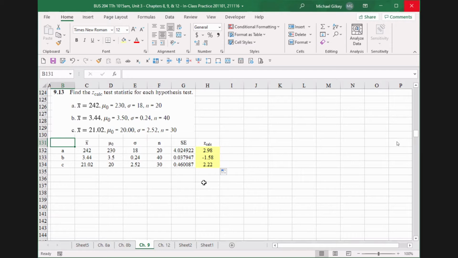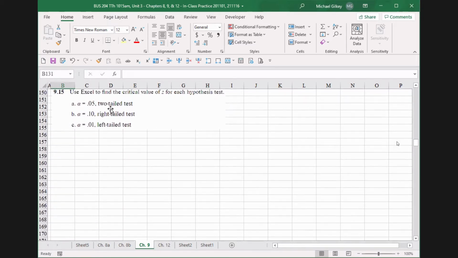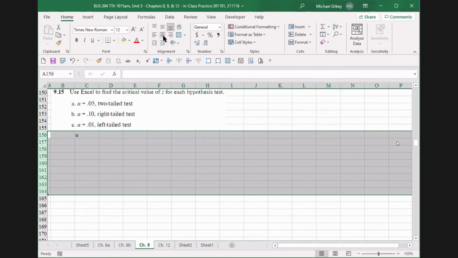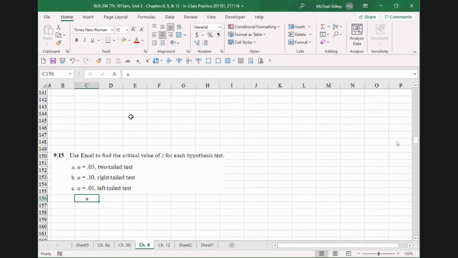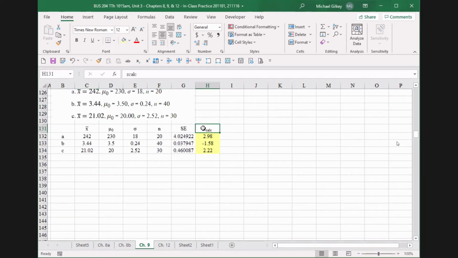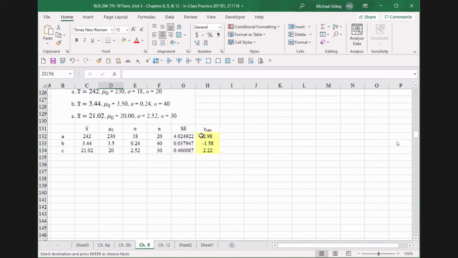The second thing we have to do is calculate the critical values. Okay, so our next practice has us calculating critical values. Okay. So it says use Excel to find the critical value for each hypothesis test. Okay. So notice that, what do they give us? They only give us alpha. Right? They only give us alpha. And from that, they want us to compute the critical value. So I'm going to do a little copy here, so I don't have to redo this whole thing. Oops. Wrong one.